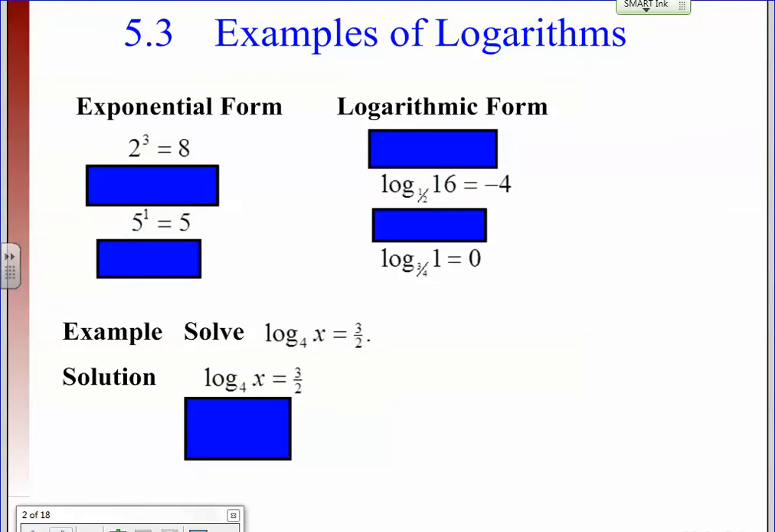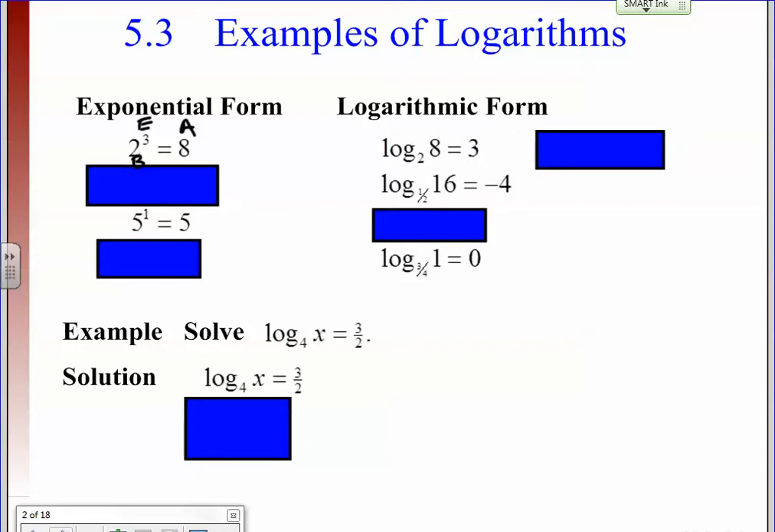Okay, so we're going to practice a few examples of logarithms. I'm going to start on the left here. Exponential form: 2 to the third power equals 8. Write that in logarithm form. The 2 is the base, the 3 is the exponent, and 8 is the argument. So log, the same base, 2. The argument comes next in the log form, 8, and the log always equals the exponent, so it equals 3.